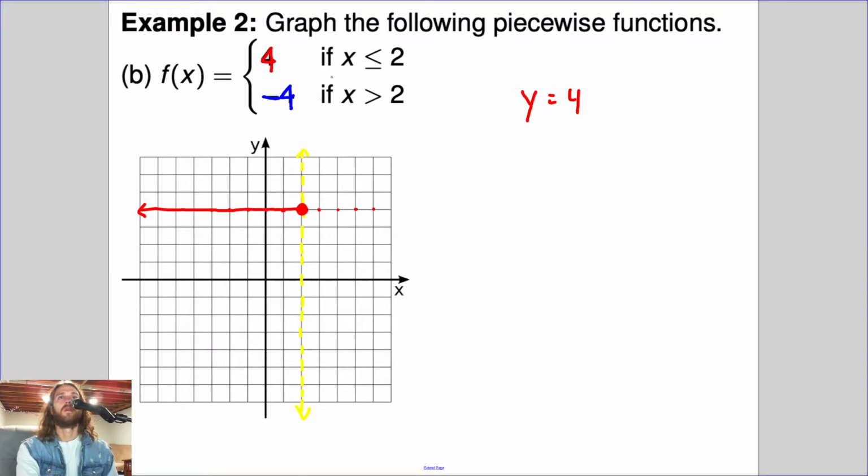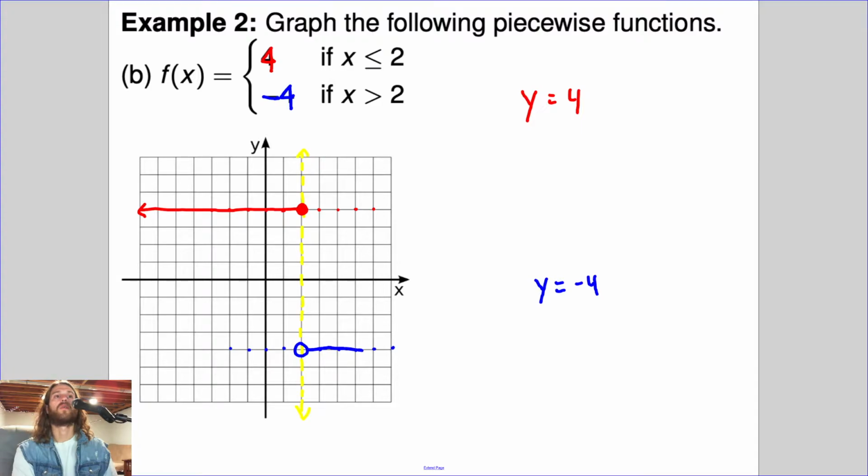In blue, it follows the function y equals negative 4. Those are the points that have the y value negative 4. So 1, negative 4 works. Or how about negative 2, negative 4 works? There's my line. But I'm interested in only the points that are greater than 2. So we have an open circle here.